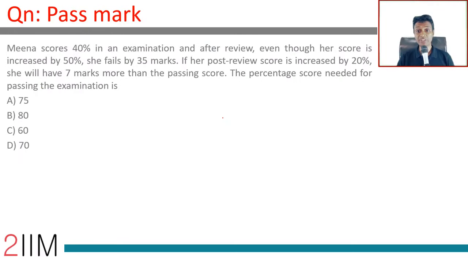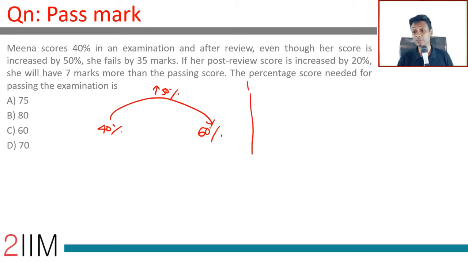Meena scores 40% in an examination, and after review, even though her score is increased by 50%, she fails by 35 marks. She scores 40%. Her score is increased by 50%. So she will reach 60%. Remember that. 50% of 40%. Half of 40% is 20%. 40% of the total increased by 50%. She'll go to 60%. She still fails by 35 marks.